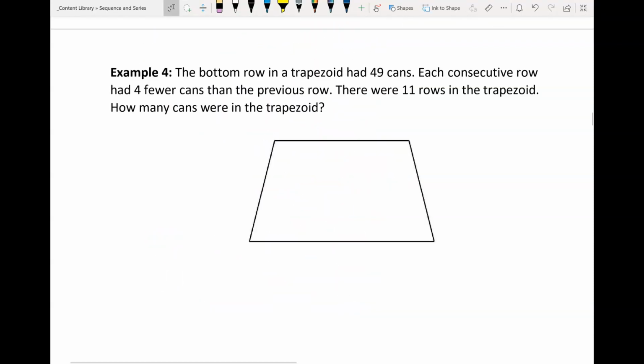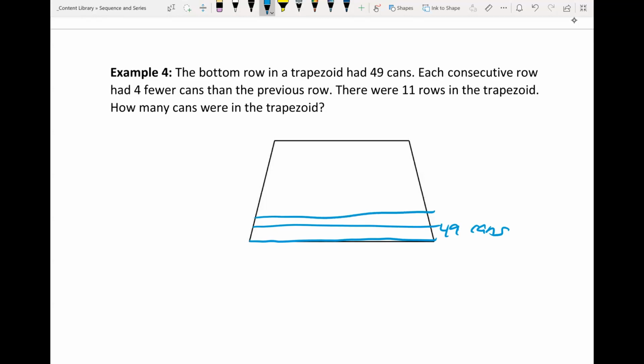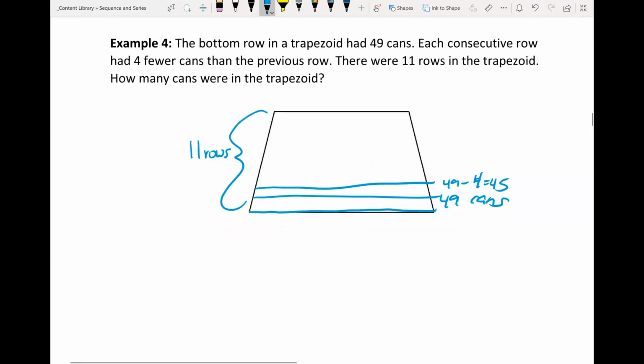This one's going to be a word problem. So the bottom row in the trapezoid has 49 cans. So this bottom row here has 49 cans. And then each consecutive row has 4 fewer. So if I'm looking at the next row, it's going to be 49 minus 4, which is 45. And then so on and so forth. We know that there are 11 rows in total. We want to know the total number of cans in the trapezoid.